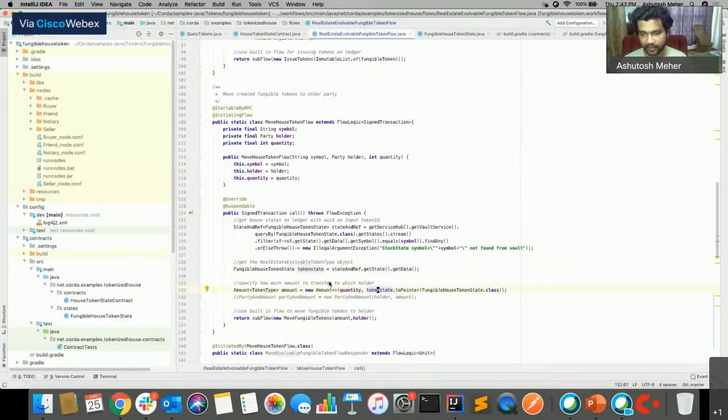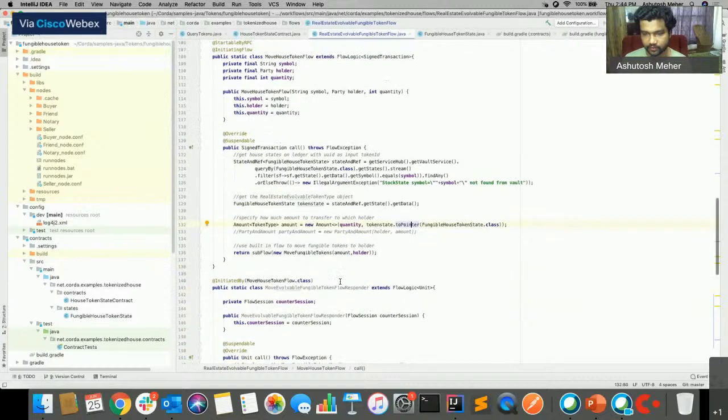So the token type can again be fetched from the vault, which is why we use the vault service to fetch the token type. We query the fungible token house, and then we fetch the state and ref from there. From there, we get the actual contract state, and from the contract state, we use the toPointer method to get the token type to create the amount instance, right? Again, the fungible house token state is an evolvable token. So we need a pointer. So toPointer method.